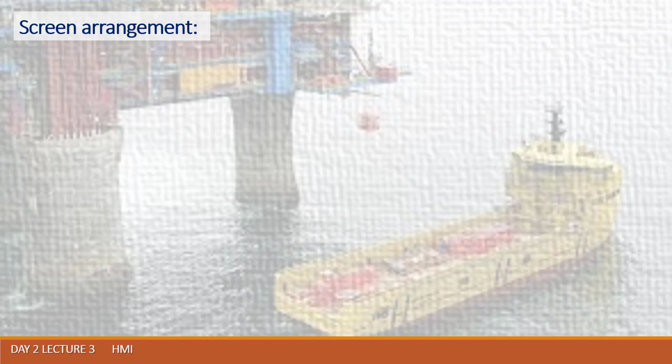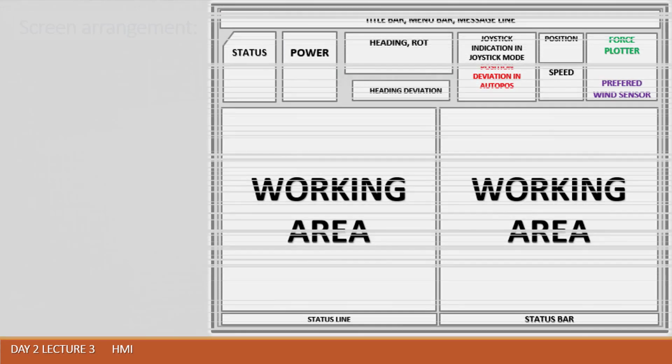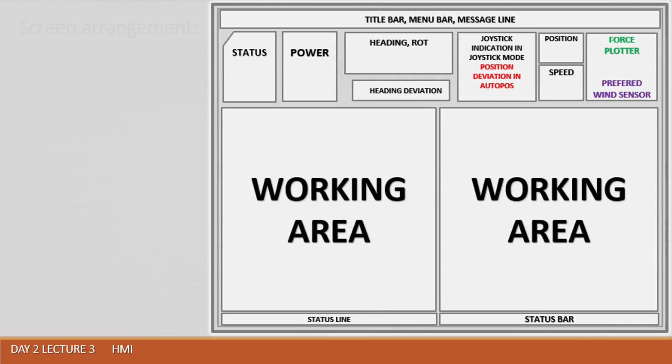So here we are, and as you see, we are starting from a block diagram which describes the whole zones of our Kongsberg KPOS 7 interface. Three lines at the top of the interface are known as title bar, menu bar, message line. The performance area is presented with the next zones: status, power, heading and rate of turn, heading deviation, joystick indication in joystick mode, position deviation in auto position.